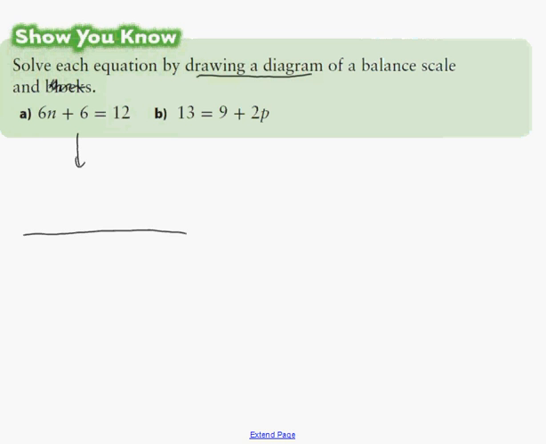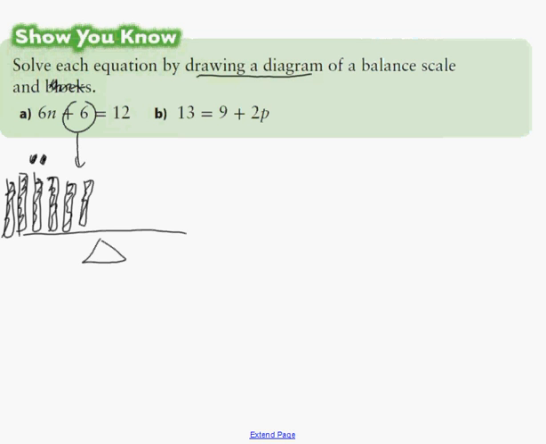If we draw our balanced scale, our n is going to be represented by one of these algebra sticks or algebra tiles. And that represents an integer. We don't know what number it is. It could be a positive number, it could be a negative number, but it represents a number. And there's 6 of them. Plus, there's 6 more. So we're going to put 6 integer chips up here. So this side, 6n plus 6, is represented by this drawing. There's 6 n's represented by the algebra tiles and a plus 6 constant.